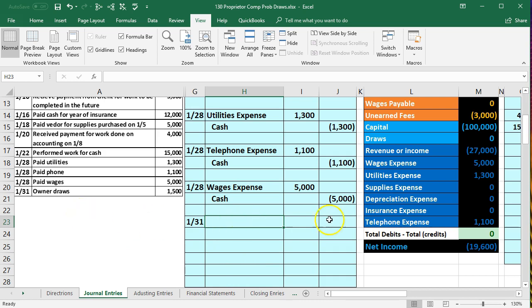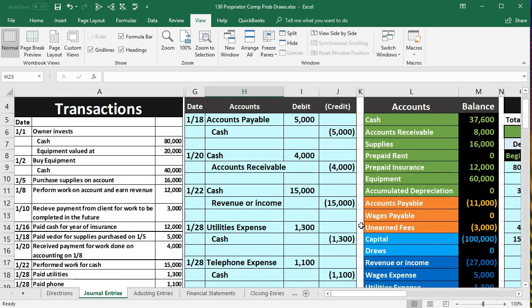Now, draws is a little confusing because one, we don't see the draws account often. It's a little bit different than most of our other accounts because it's in the equity section. And like I said, the transaction doesn't happen all the time. So it actually can be a bit confusing to know the draws. So what is a draw?